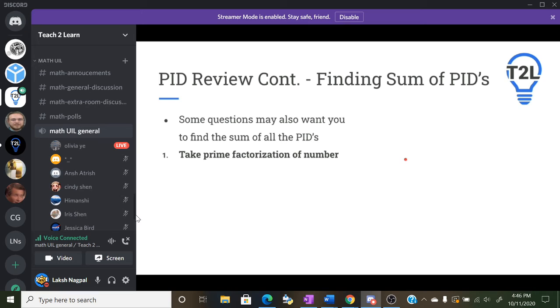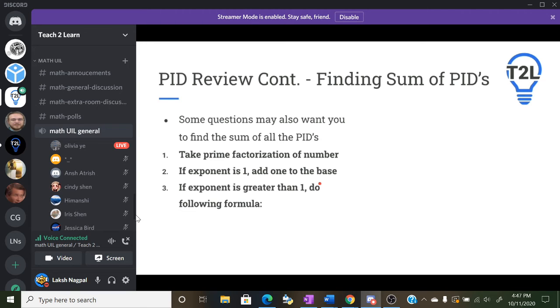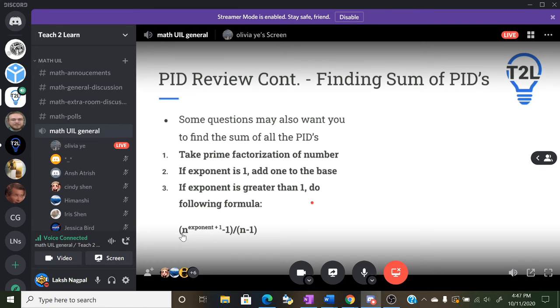So yeah, prime factorization is a pretty important concept for finding the sum and finding the number. And so once you have the prime factorization, if you want to look at the individual numbers and take notice of their exponents. So if the exponent is 1, all you have to do is just add 1 to the base, and it'll make more sense when I go over an example. And then if the exponent is greater than 1, you want to do the following formula, and so that's n is just the number to the exponent plus 1 minus 1 divided by n minus 1.